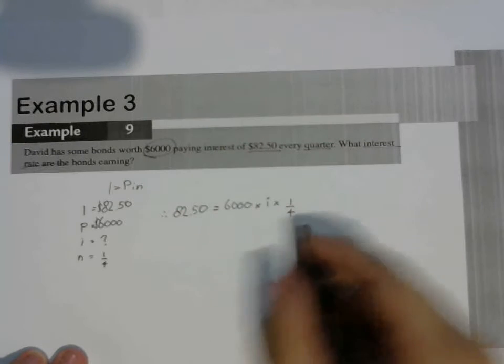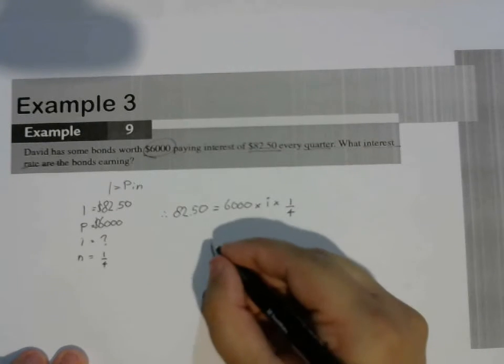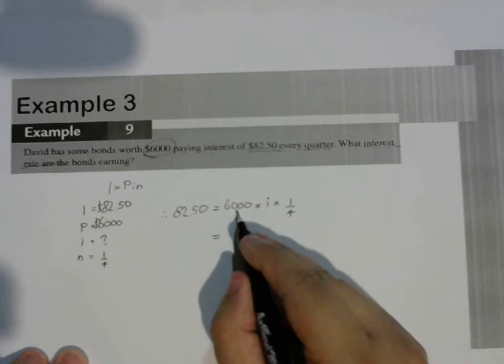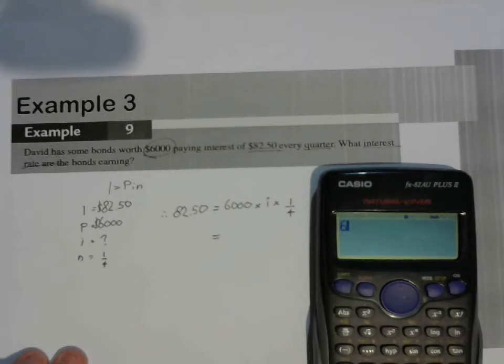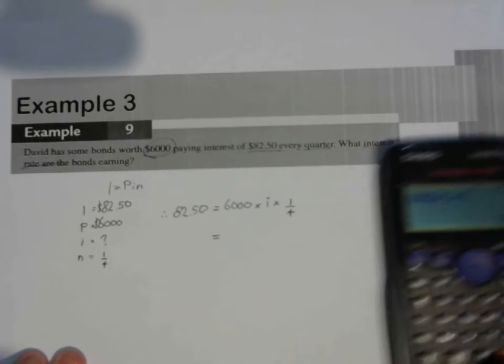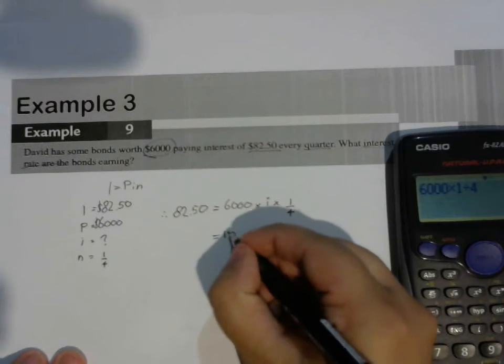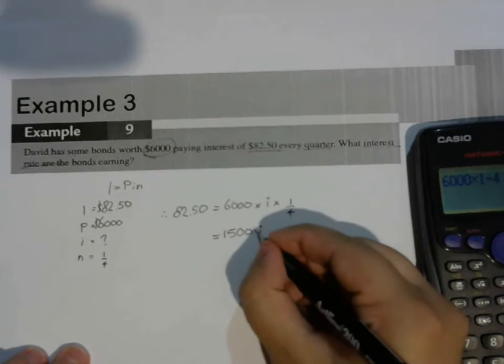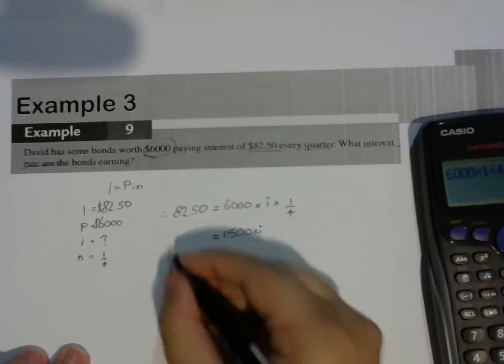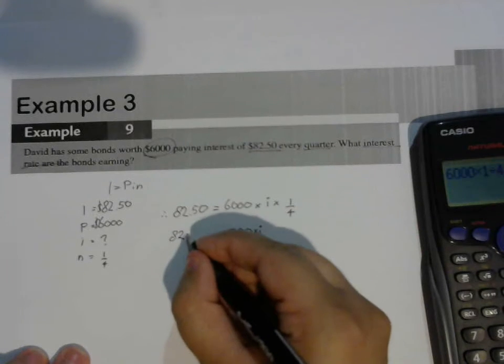I'm going to simplify this by putting these numbers together. So 6,000 times 1/4, 6,000 times 1 divided by 4, which is a quarter, equals 1,500. So 1,500, I can put a times symbol in there, times R equals 82.50.